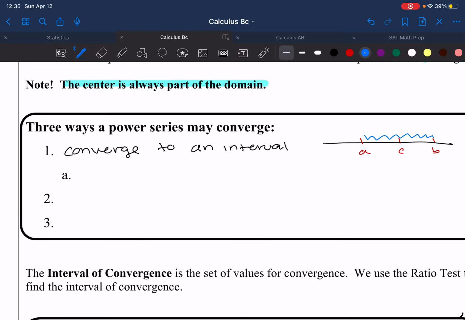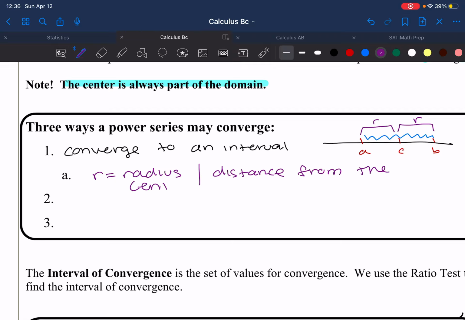So this first section, from the beginning bound to the center, and from the center to the last bound, these are called radius, which we denote as R. So R is equal to the radius, the distance from the center to the edge of the interval. So no matter if that's the start or the end of the interval.